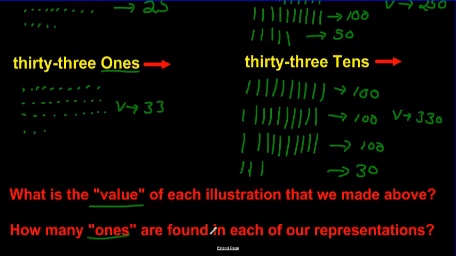How many ones are found in each of our representations? How many ones? Well, how many ones are here? Well, we got 33 ones. How many ones are in 33 tens? Oh man, that's tricky. How many ones are there? Well, we know we have 10 ones here. We have another 10 over here, another 10 ones here, another 10 here, and so on.